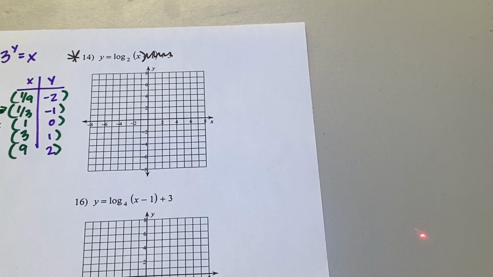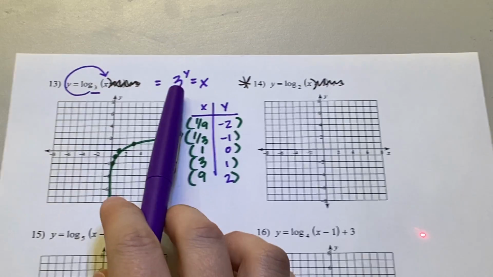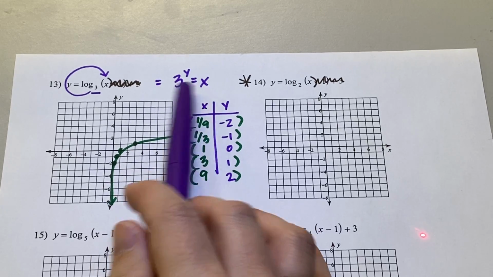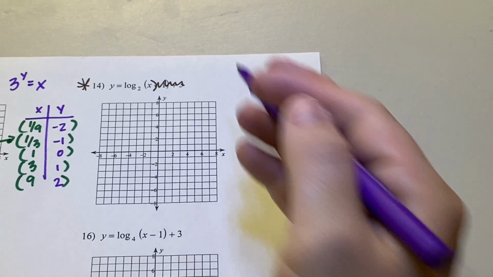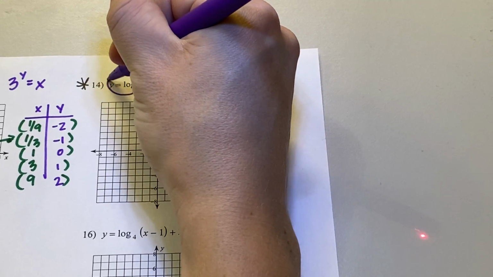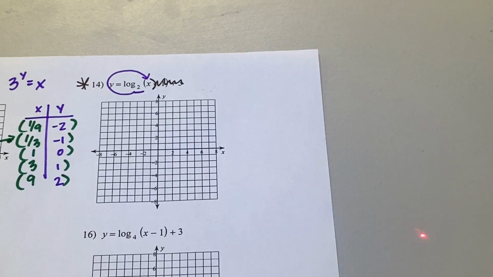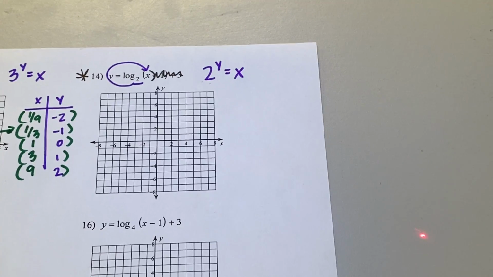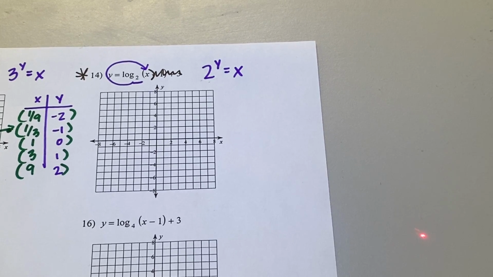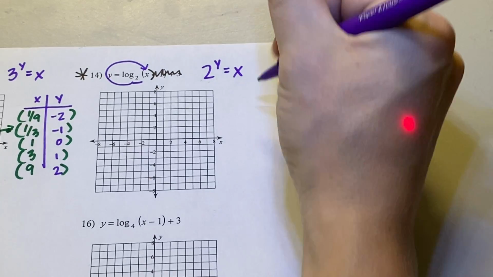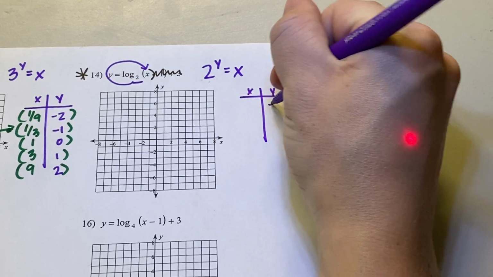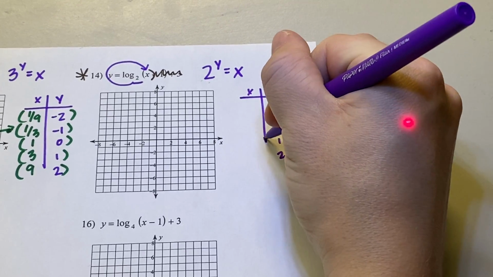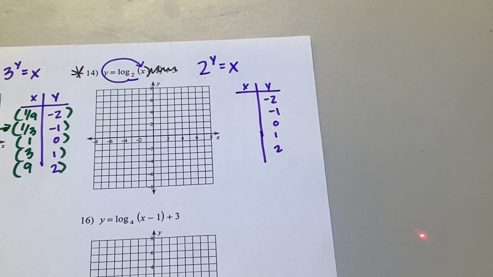Okay, so first thing we had to do was take it out of log form and put it into exponential form, right? So we're going to do the same exact thing. So 2, grab your y, would equal x, meaning 2 to the power of y would equal x. Which letter is in my exponent spot, x or y? Y, so that's why we're going to plug values in for y. Same values.